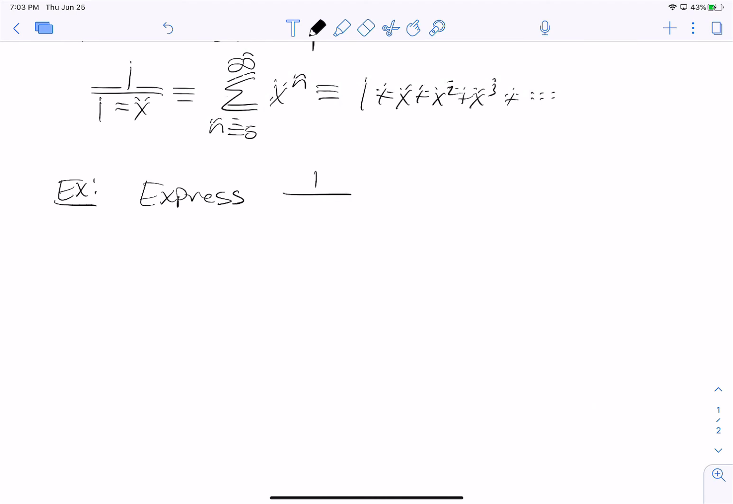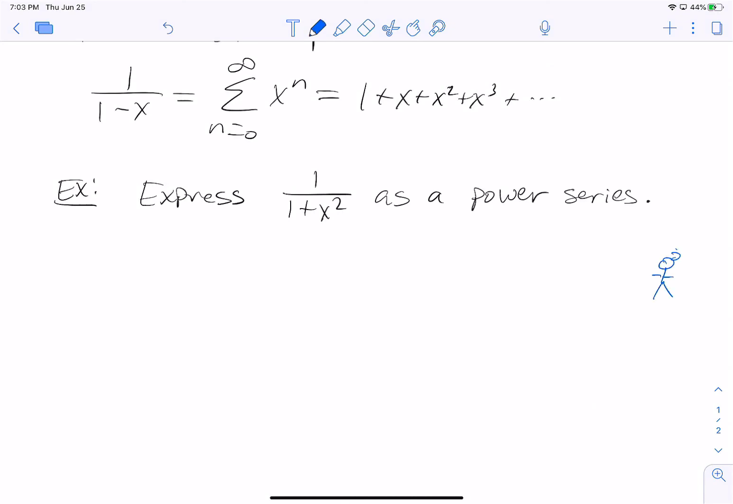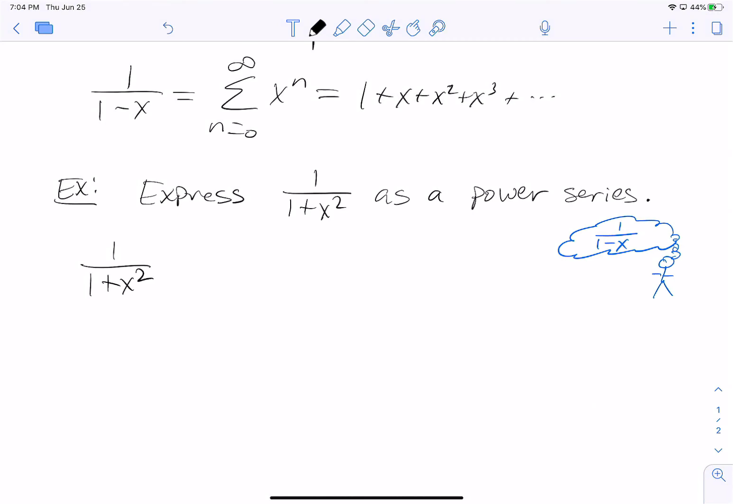As an example, we're going to express 1 over 1 plus x squared as a power series. Now, when I see something like this, I am thinking of the one we just came up with, right? That we know how to express 1 over 1 minus x as a power series. So I want to convert 1 over 1 plus x squared into that form. 1 over 1 plus x squared has some similarity to 1 over 1 minus x, but there are also some differences. One of them is that we have a sum in the denominator instead of having a difference. But we know how we can change that.